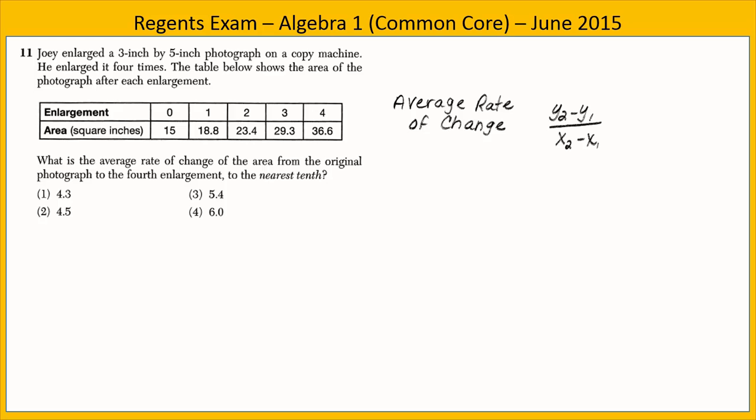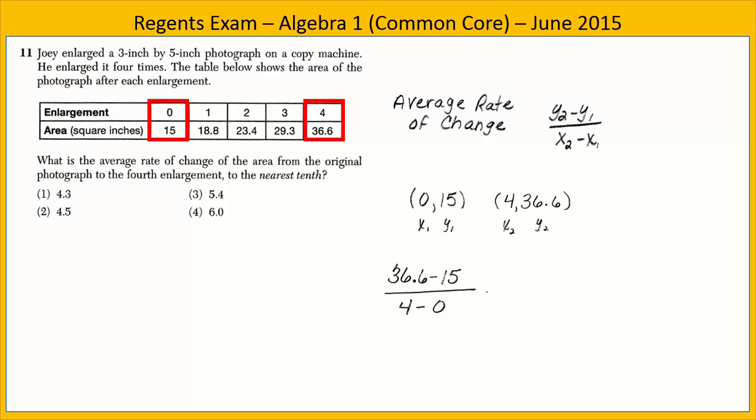We want to know the average rate of change from the original photograph to the fourth enlargement. Identify those values in the table, and those are the points that you will use in your slope formula. Identify the values as x1, y1, x2, y2, and substitute them into the formula. When we do that, we find that the average rate of change is 5.4. And so, choice 3 is our answer.